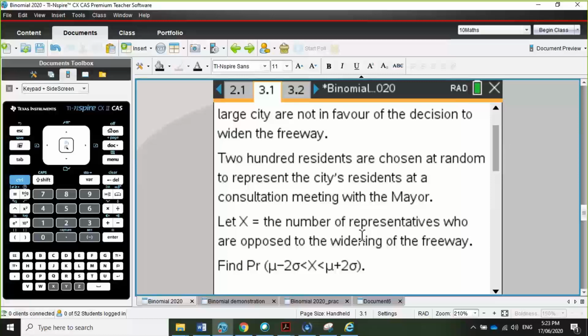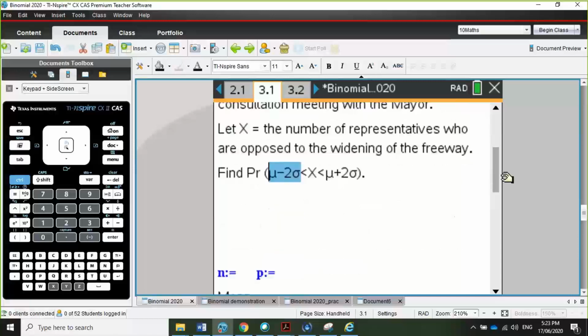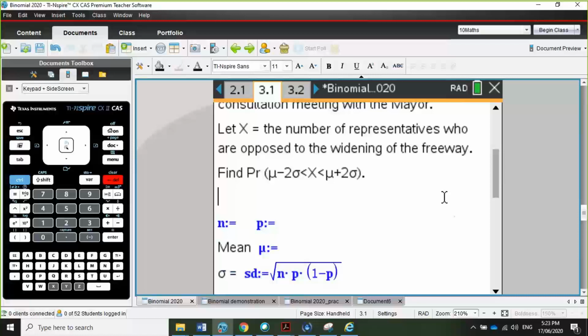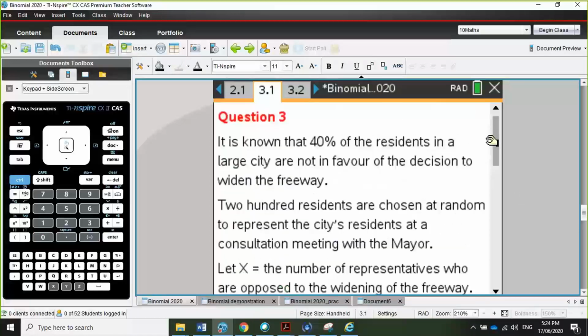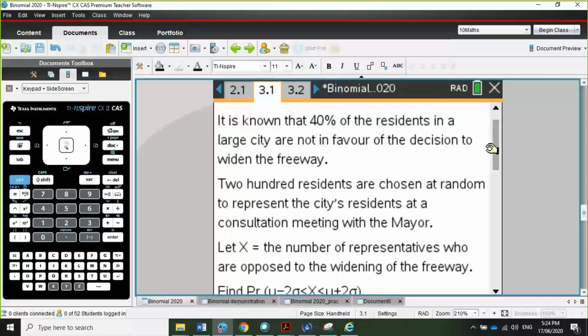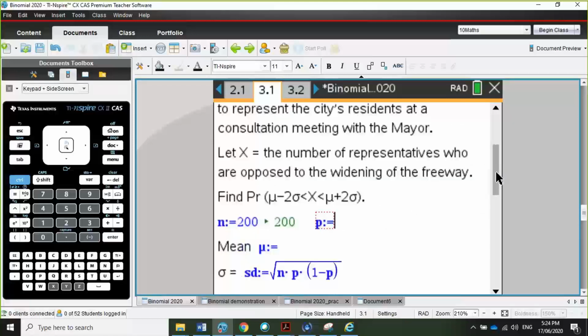So we are going to need to work out what these values are for this question. We'll need to know what the mean is, and we'll need to know what the variance is first, and then what the standard deviation is. So I've set up a notes page here. I'm going to type in my n value. I had 200 people selected. The probability that any person in the city is against widening the freeway is 0.4, so I'll type in my probability there.